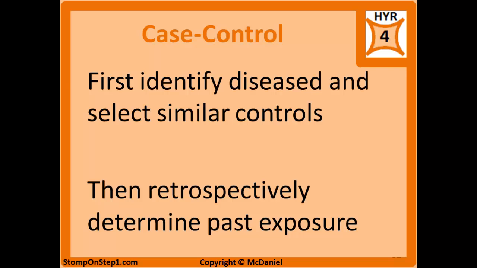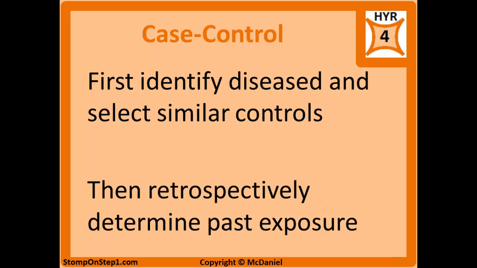In case control studies, which are sort of the opposite of cohort studies, you first identify the people who have the health outcome of interest. Then you carefully select a group of controls that are very similar to that disease population, except they don't have that particular disease. Then you determine whether or not participants from each group had the particular exposure in the past. So this is a retrospective study.